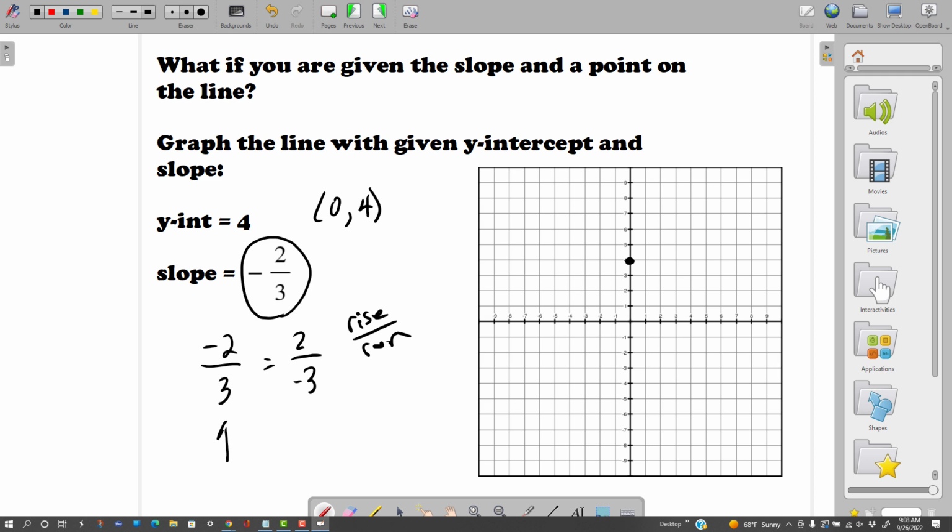So if I start with this fraction, I would go down 2 hash marks, forward 3 hash marks. If I were to use this fraction, I would go up 2 hash marks and back 3 hash marks. You can see that it doesn't matter which fraction I use for my slope, I'm still going to get the same line. So my line through these points would look something like this.